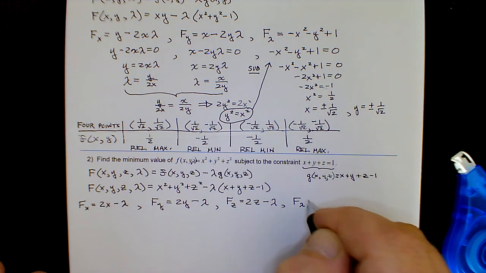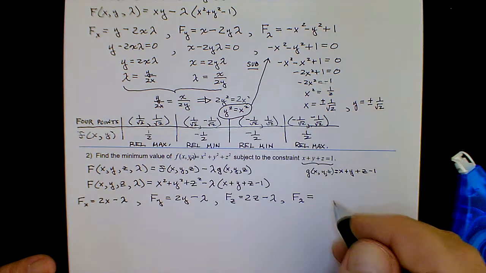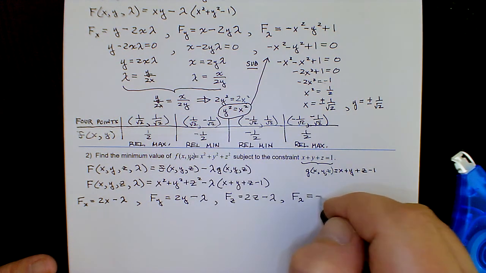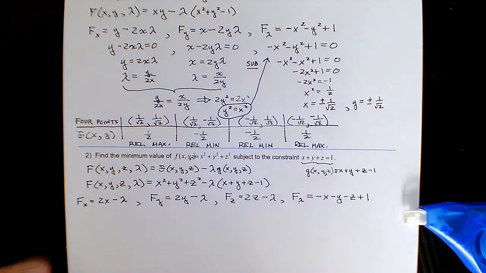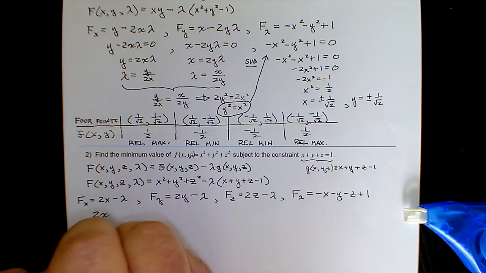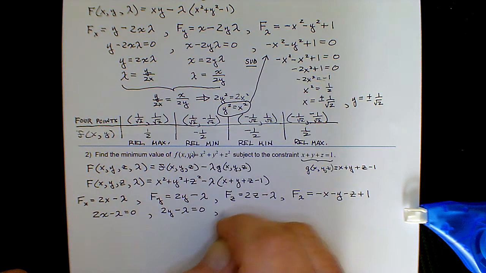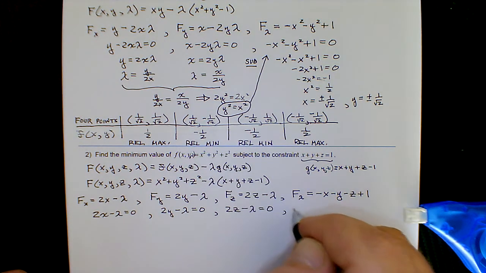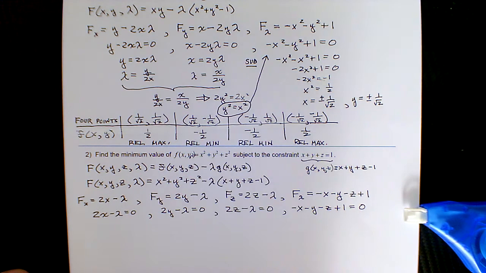And then F sub lambda, the partial with respect to lambda, remember it's always really just minus whatever g of x, y, in this case x, y, z was, but that's just because lambda's derivative is 1, and that negative gets distributed. So minus x minus y minus z plus 1. Okay, and then we need to set these to 0. So 2x minus lambda is 0, 2y minus lambda is 0, 2z minus lambda is 0, and minus x minus y minus z plus 1 is 0.